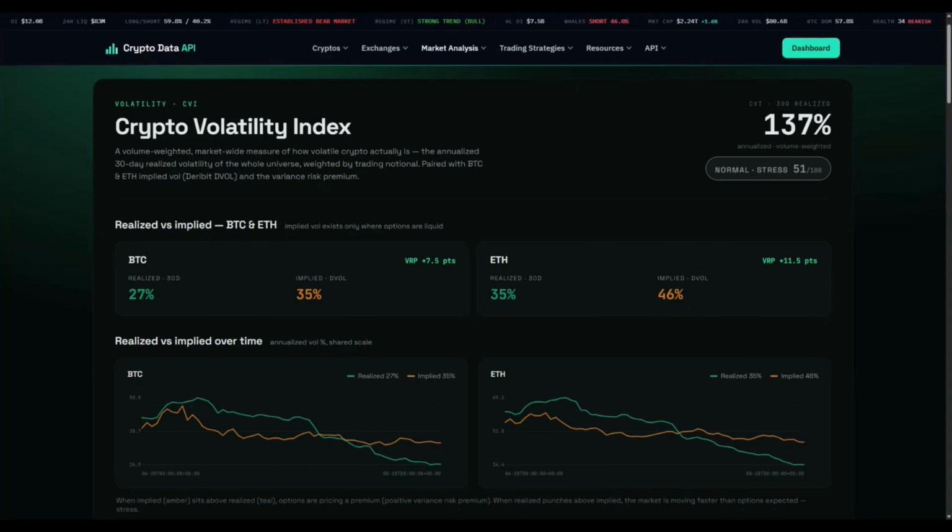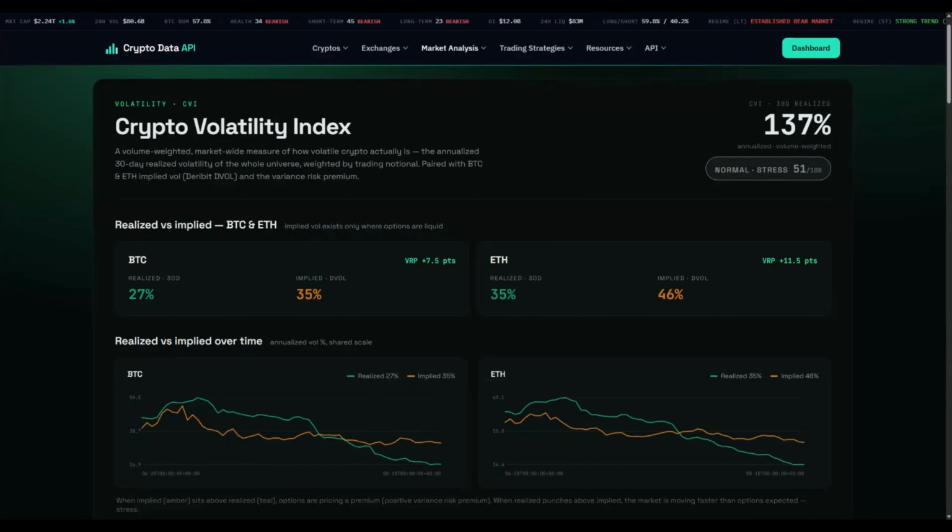So if we take a look at the current Crypto Volatility Index on cryptodataapi.com, we can see that the current volatility is at 137%. It's a slight elevation in the realized volatility compared to the previous 30-day average. There are two metrics worth considering here. One is the realized volatility, and two is the implied volatility.